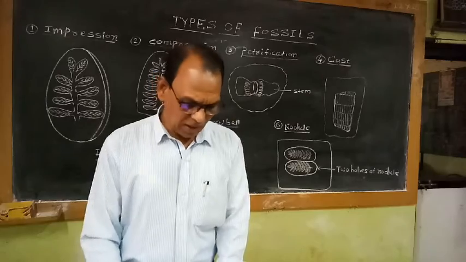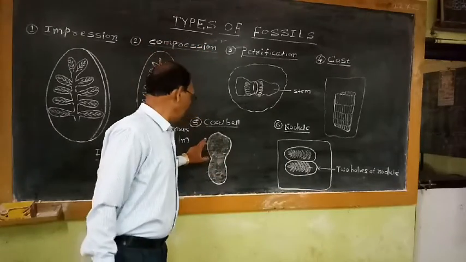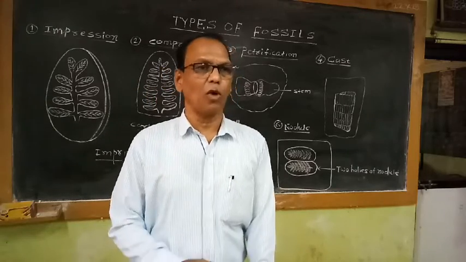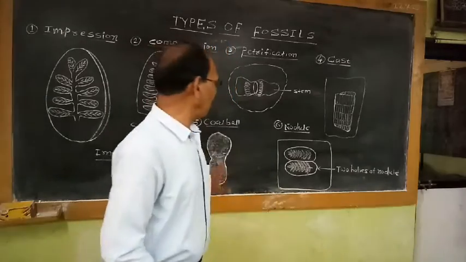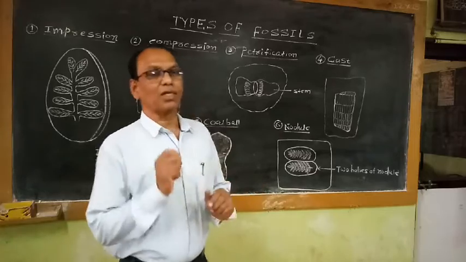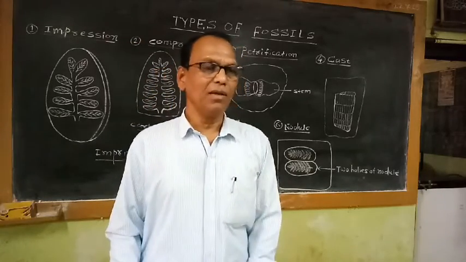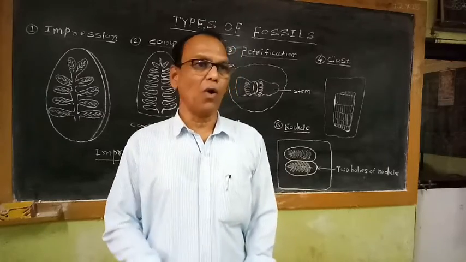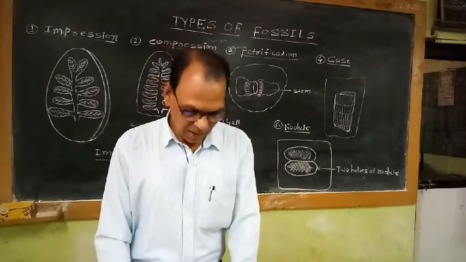Then the next type of fossil is the coal ball. The fifth type of fossil is known as coal ball. So why is the name coal ball given to this fossil? Such spherical ball-like structures containing plant material are generally found in coal mines.